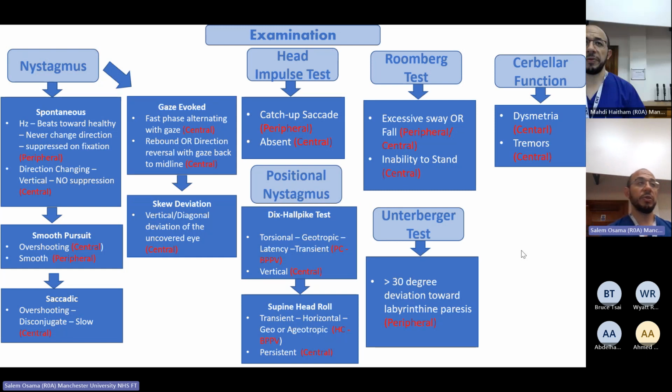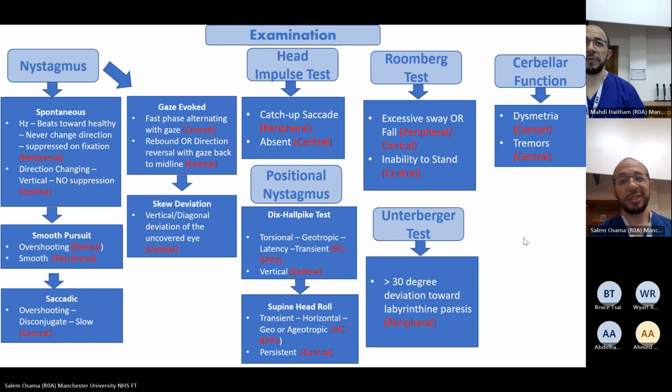Then we go to the vestibulospinal reflex, and we have two tests. One of them is the Romberg test. For the Romberg test, all of you know it actually. We just ask the patient to stand, with hands at the sides. So just do a normal Romberg and see if there is excessive sway. It could be peripheral or central. But if the patient is unable to stand from the start, definitely it's central.